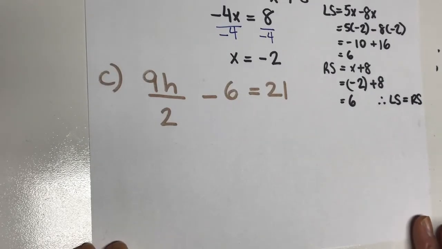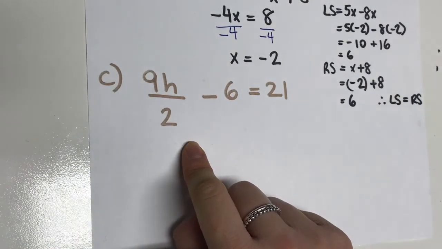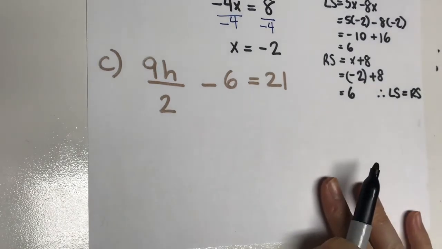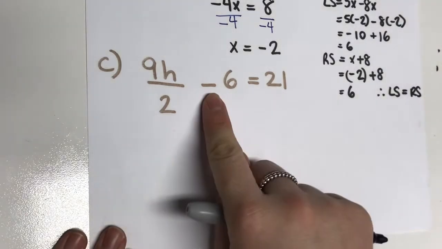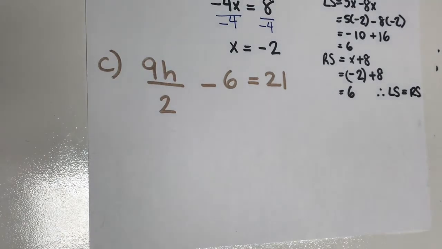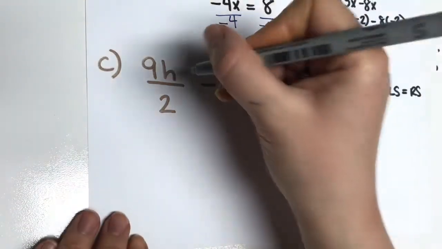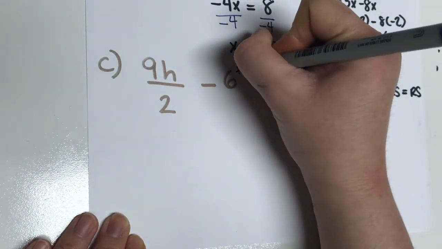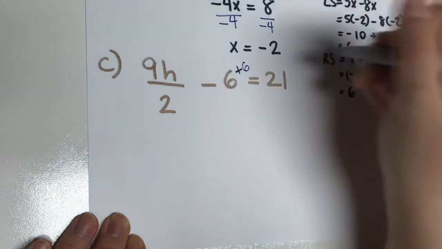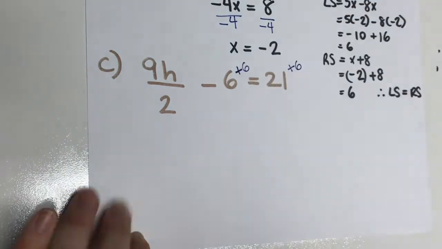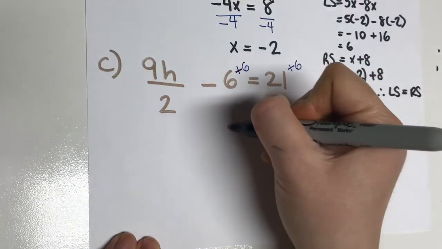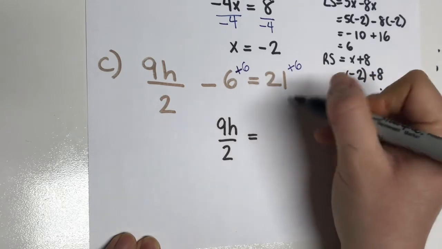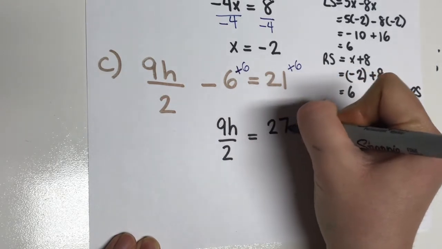Next example. Here I have a couple different things going on, but again, we're doing reverse BEDMAS. So I want to get rid of the subtraction first. So I'm subtracting 6 on this side. So to get the h by itself and get rid of this minus 6, I'm going to add 6. I'm going to do the opposite operation, and whatever you do to one side, you have to do to the other. And I'm left with 9h over 2 is equal to 21 plus 6, so 27.